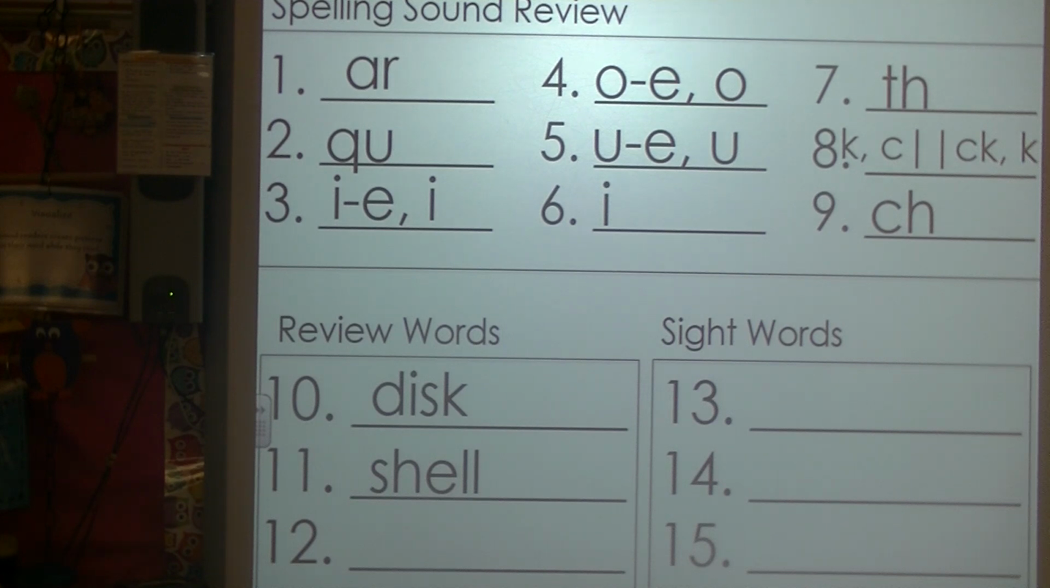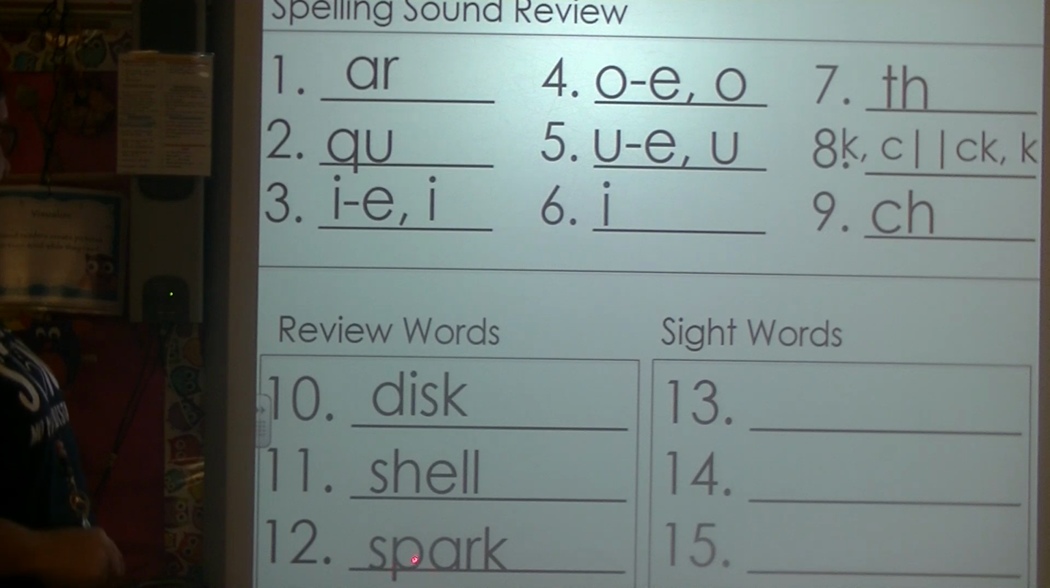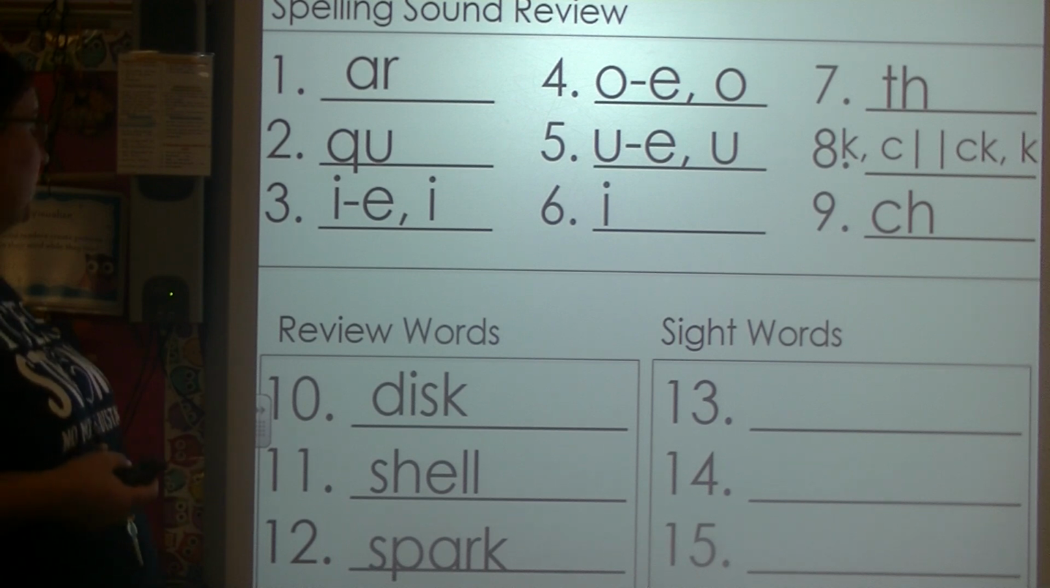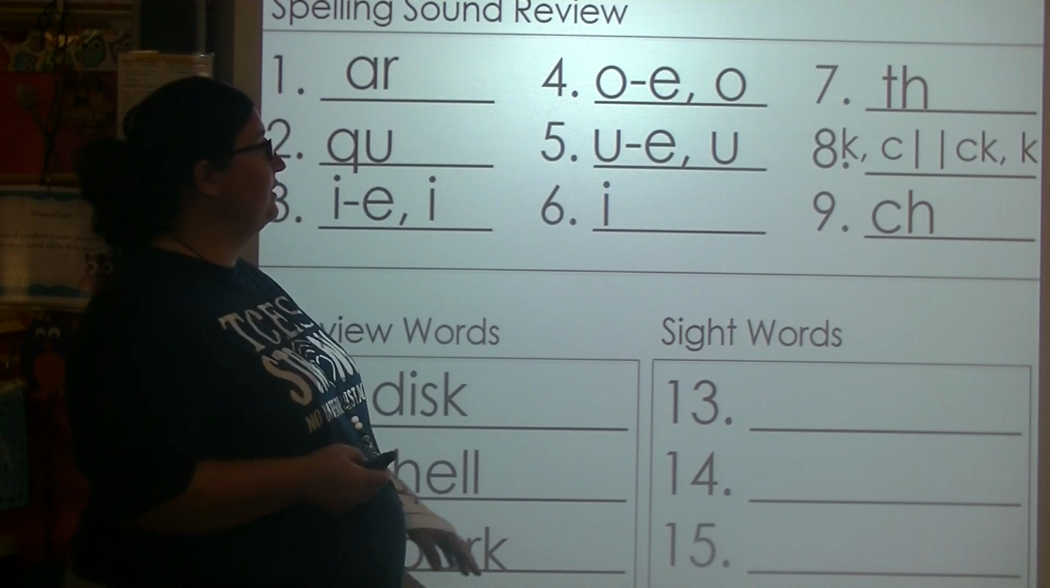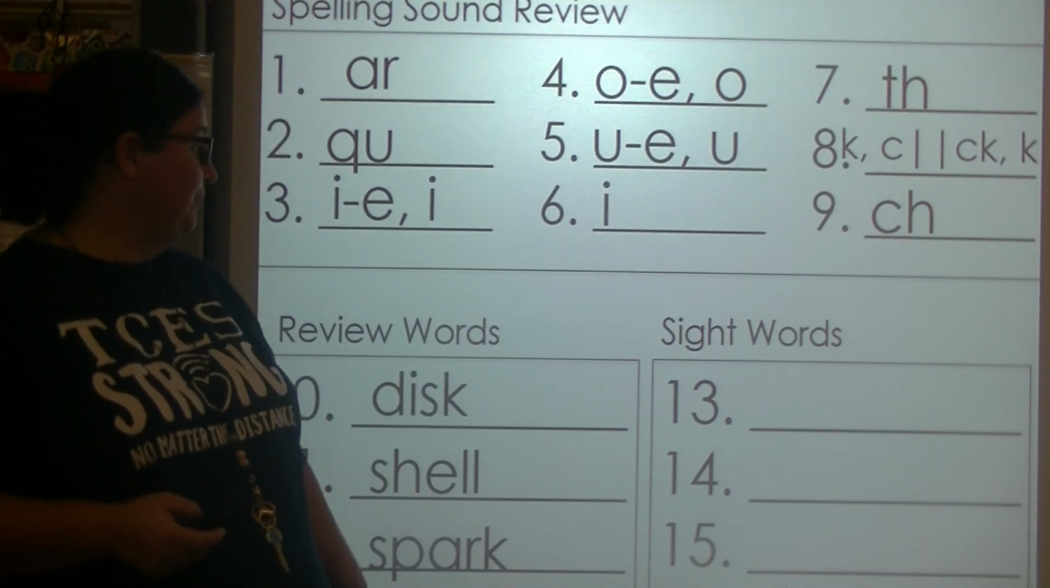Let's spell spark together. S-P-A-R-K. What word? Spark. We've got a consonant followed by K. It's spelled with K. That's our rule.